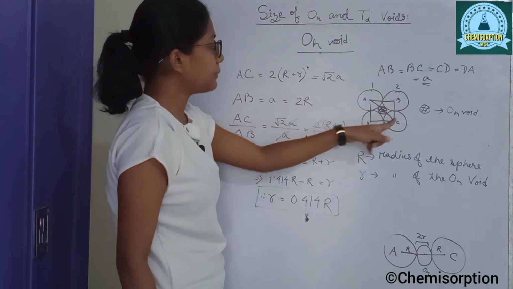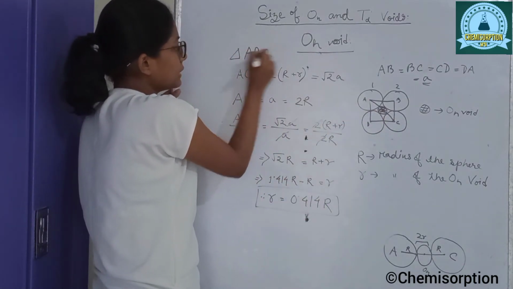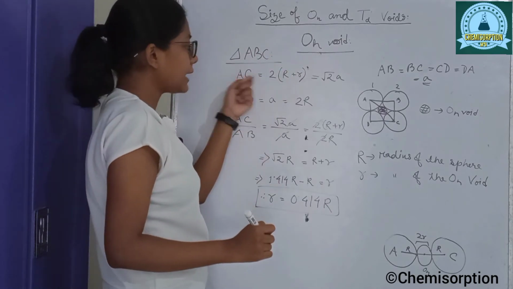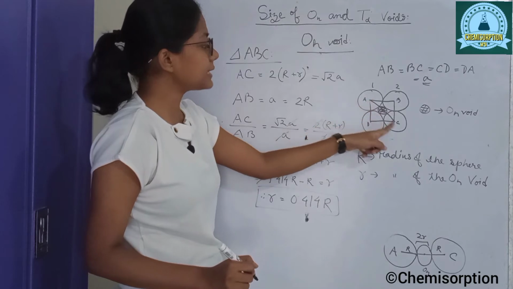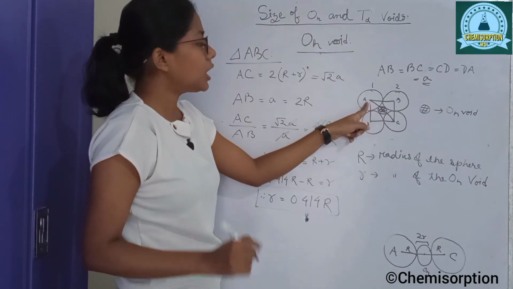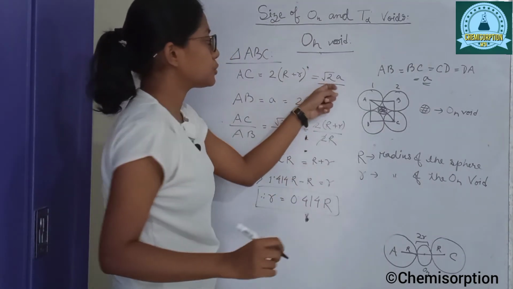Now from triangle ABC, AC is equal to root over AB square plus BC square. From this we know it will be root 2A.